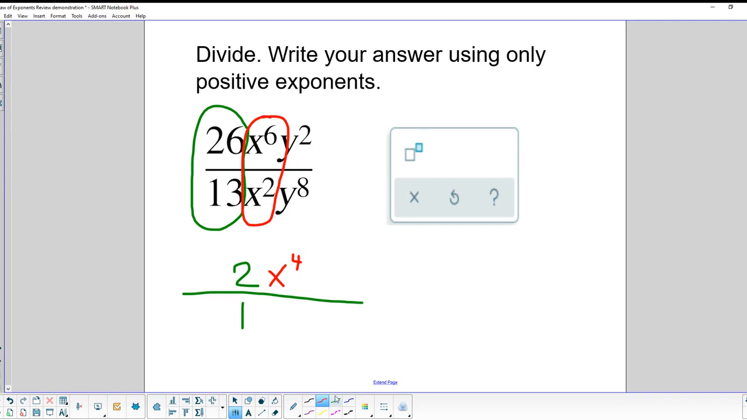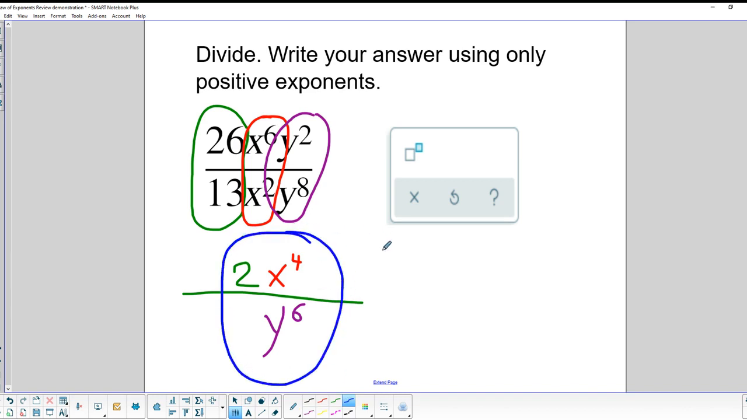And then for our y values, we have y to the 2nd over y to the 8th. So on the y values we have more on the bottom by 6. So our answer would look something like this, but this 1 we can just drop. We don't even need to show it. And then we've got an answer, 2x to the 4th over y to the 6th. And don't forget all these little tools that are available to help you type in your answer.